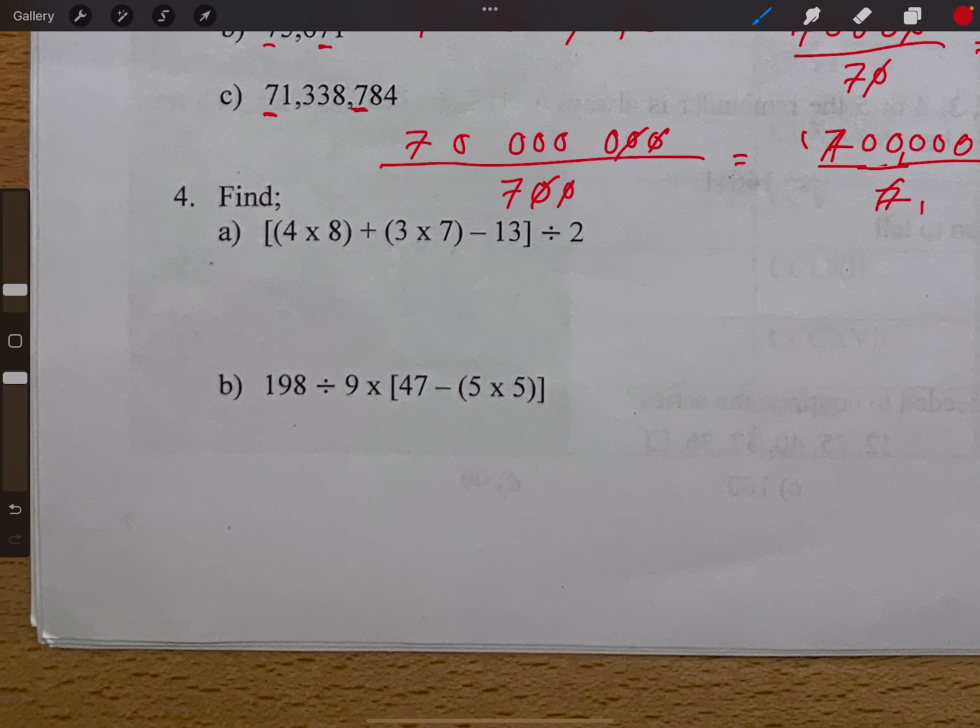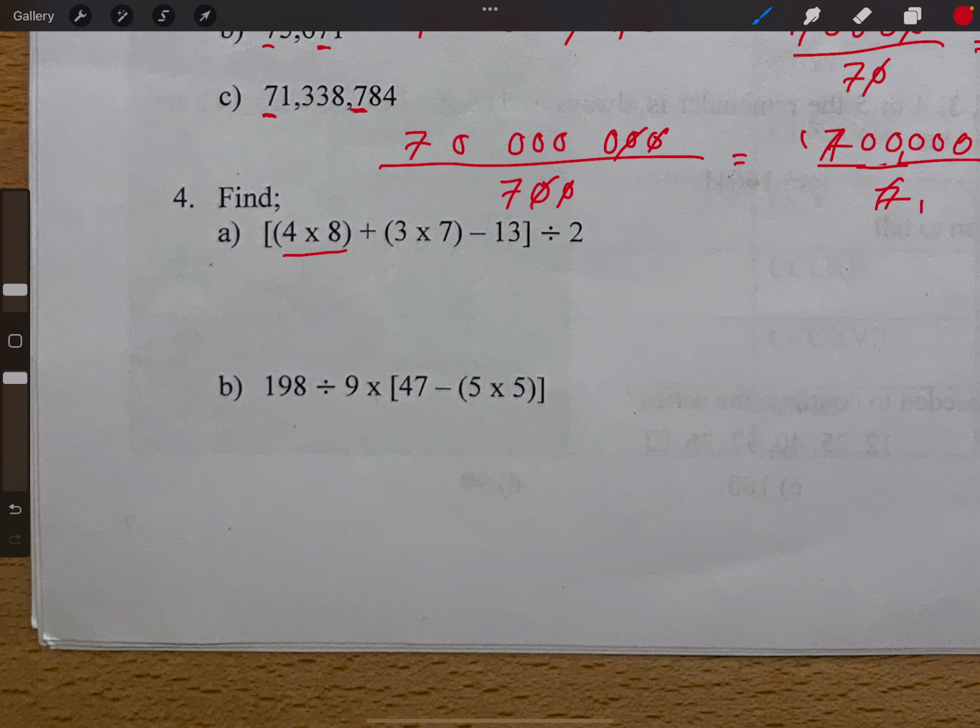BODMAS. Alright, do the innermost bracket first. This will be 4 times 8 is 32. 3 times 7 is 21. Add them together, and minus 13 in the brackets, and then divided by 2. We do the brackets first. We have plus and minus, so you have to do the left first and then the right. So 32 plus 21 will be 53. Then we take away 13, that becomes 40.